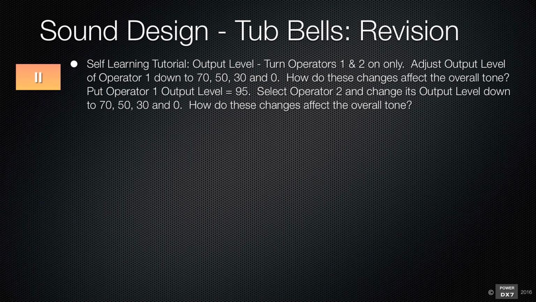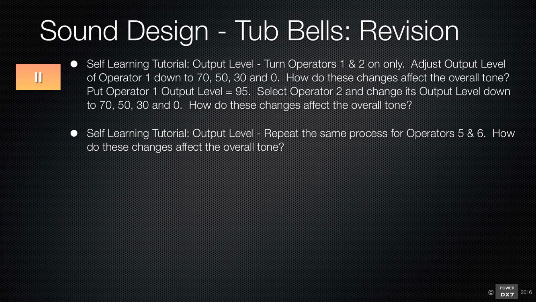Turn on operators 1 and 2 only. Adjust output level of operator 1 down to 70, 50, 30, and 0. How do these changes affect the overall tone? Put operator 1 output level back to 95. Select operator 2 and change its output level down to 70, 50, 30, and 0. How do these changes affect the overall tone? Repeat the same process for operators 5 and 6. How do these changes affect the overall tone?